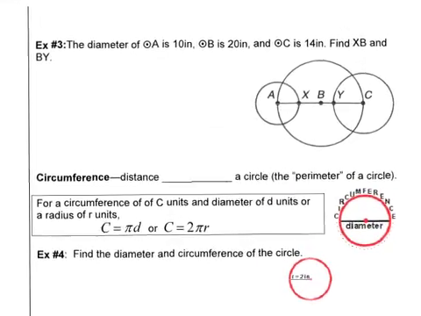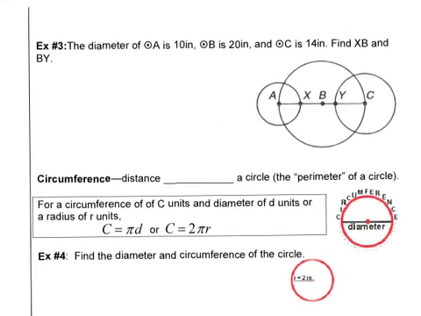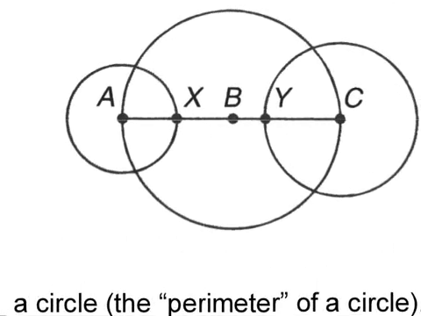Alright, this one's a little bit tricky. We got a lot of stuff going on here. It says the diameter of circle A is 10 inches. Okay, well, remember, if the diameter is 10, the radius is half of that. So the radius of circle A is 5. That's important because as I zoom in here, the only thing that I see marked is this distance here to here, which is a radius. So I'm going to mark that as 5.